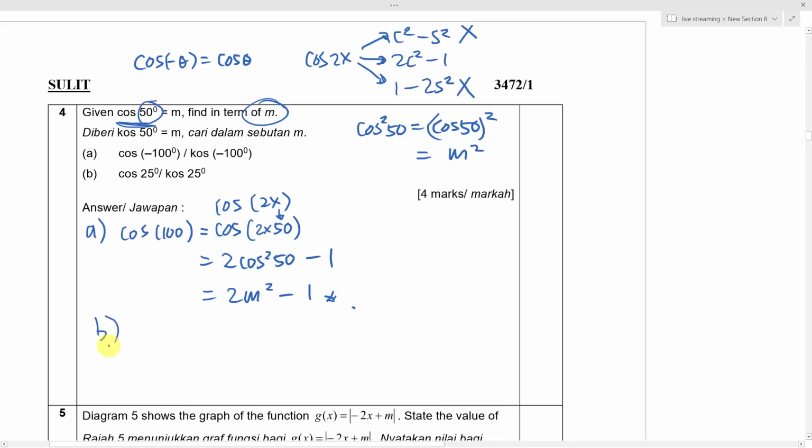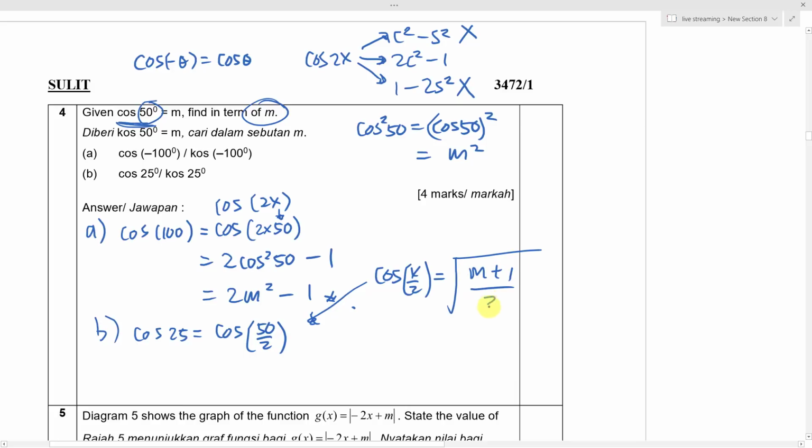Alright, so the answer for B over here, what we will do is cos 25. For the cos 25 over here, you kind of need to use the half angle, because cos 25 actually equals cos 50 over 2, right? Just assume 50 is x, so it's something like cos x over 2, right? So this is a half angle. We have the formula for the half angle, what is that already? m plus 1 over 2, isn't it?